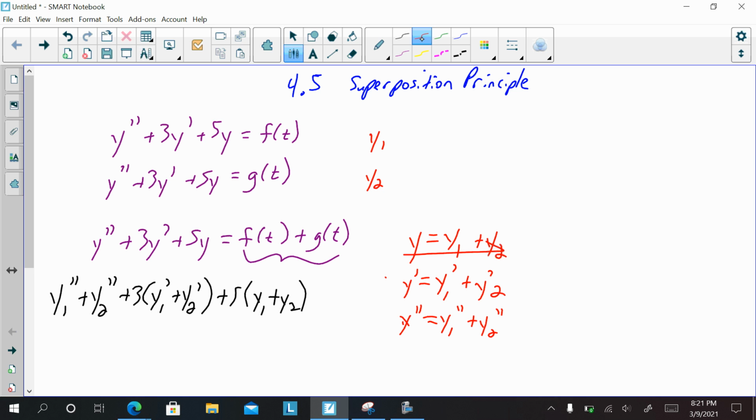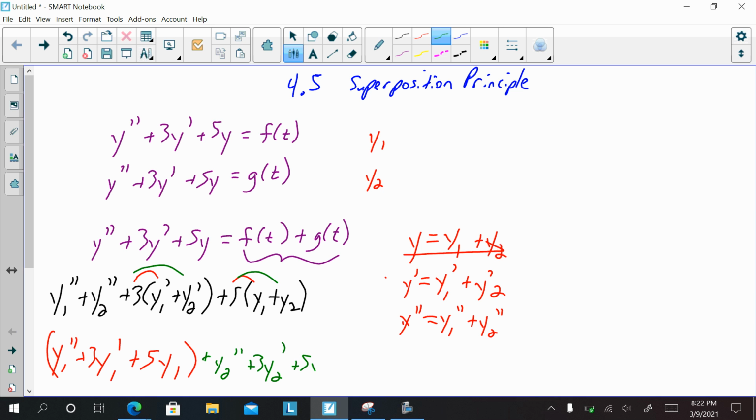So we have a y1 double prime, 3 times y1 prime, and 5 times y1. So those are the terms that include y1. And then we have a y2 double prime, a 3 y sub 2 prime, and a 5 y sub 2.